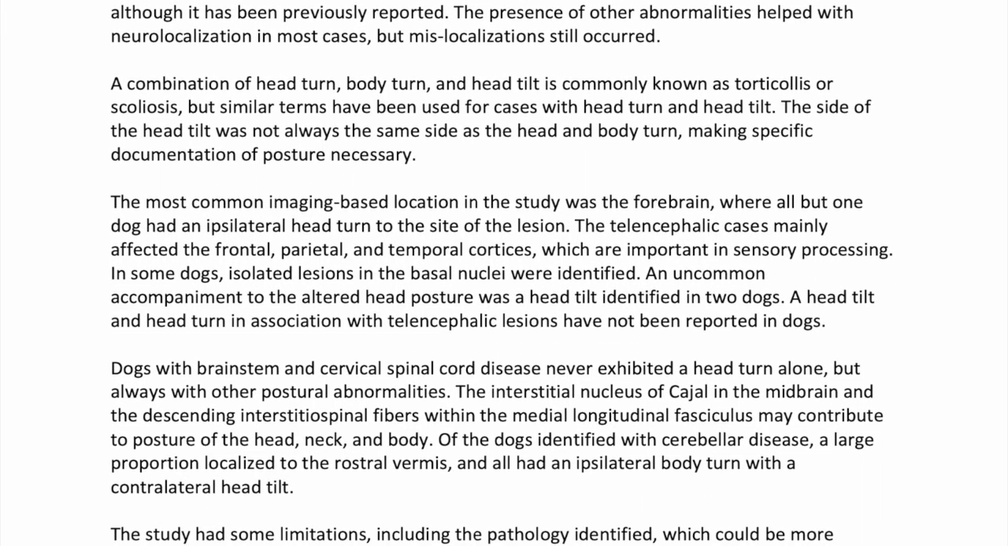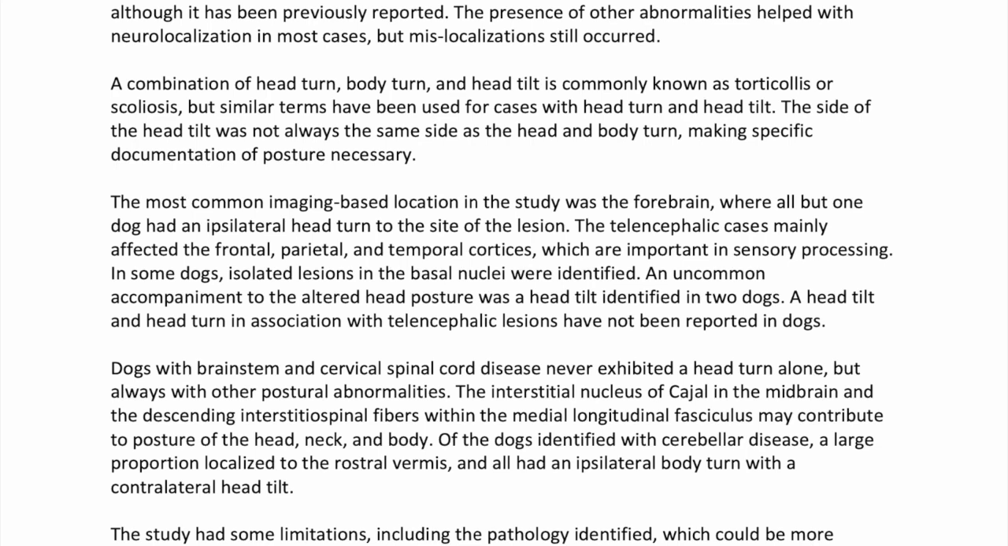Going through the discussion, this study aimed to determine whether combining a head turn with other postural abnormalities could aid in neurolocalization. However, it was not successful, as head tilts and body turns were present in all broad locations of the brain and cervical spinal cord. An isolated head turn without other neurological deficits was not identified in the study, although it has been previously reported. The presence of other abnormalities helped with neurolocalization in most cases, but mislocalizations still occurred.